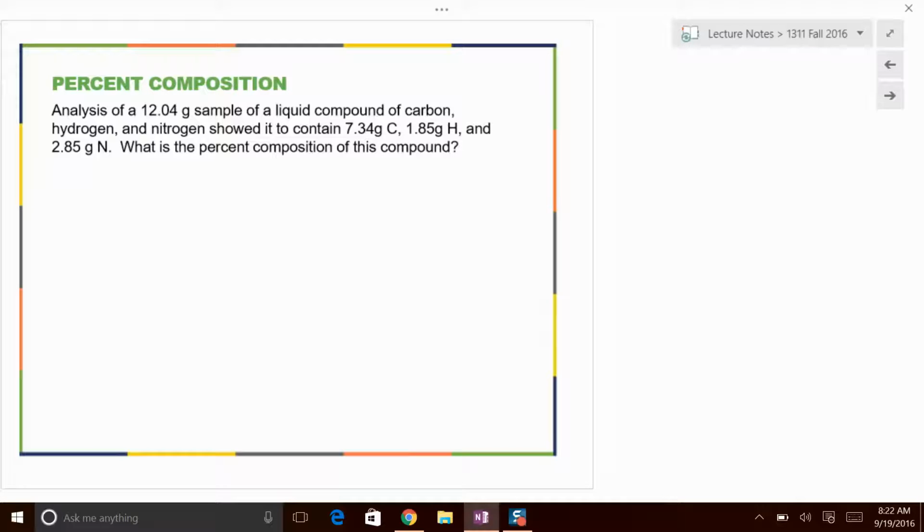Okay, so here's another example. Analysis of a 12.04 gram sample of a liquid compound of carbon, hydrogen, and nitrogen shows it contains 7.34 grams of carbon, 1.85 grams of hydrogen, and 2.85 grams of nitrogen. What is the percent composition of this compound? Okay, so set those up and find the percent composition of each of the elements in the compound, just in the same way we did it in the last question. So percent is always the part over the whole times 100.